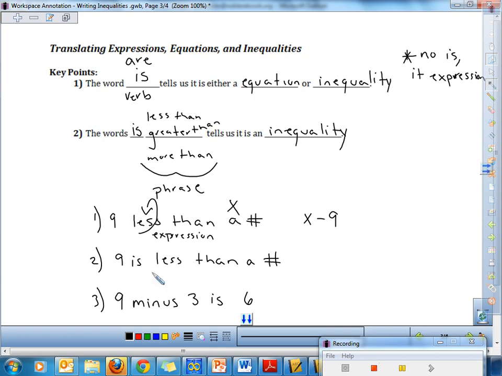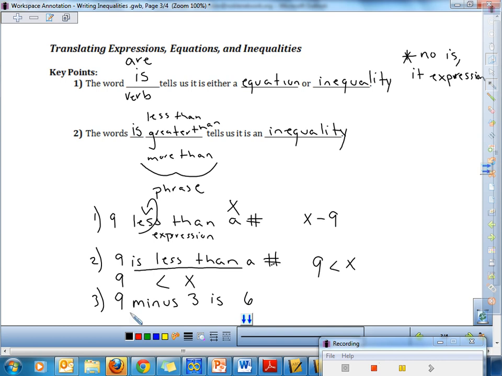I'll take this example. It says 9 is less than a number. So I see the word is, so that tells me it's going to be an equation or inequality. And then I also see is less than. This tells me it's going to be an inequality because it has is and then it has a phrase right after it. So 9 is less than. Now, how do we write less than? We're going to just use a less than symbol. Notice that when it's an expression, we flipped it. When it's just an inequality, we do not flip it. So 9 is less than a number like x.